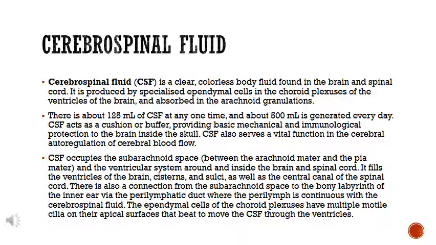From the roof of the fourth ventricle, the CSF flows through the foramina into the subarachnoid space and completely surrounds the brain and the spinal cord. There is no intrinsic system of CSF circulation, but its movement is aided by pulsating blood vessels, respiration, and changes of posture.